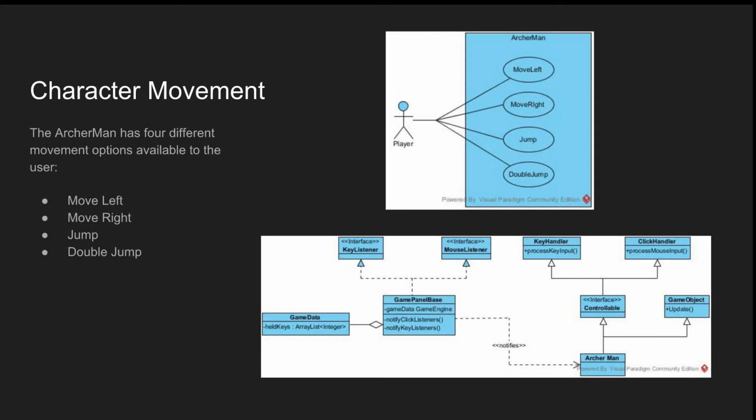And during the update method, which is run every frame and is inherited from game object, the Archerman updates its position. It will change its position left, right, or change its velocity up so that it can jump, or do something very similar for a double jump.